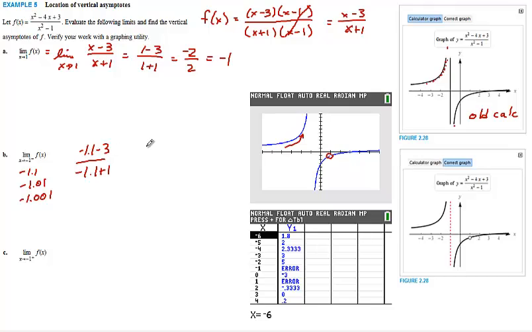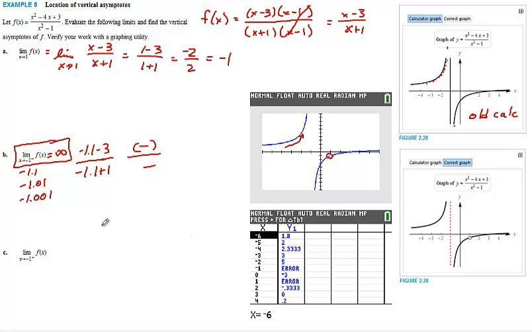Checking out the signs here, I would get a negative on top and a negative on the bottom. That lets me know that this function is going to positive infinity. And that's what my graph looks like too. I'm glad it confirmed. Lucky for me. Cool. Let's go to the next one.